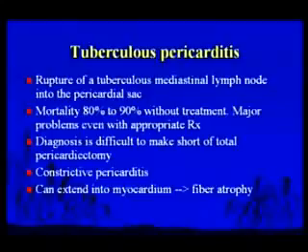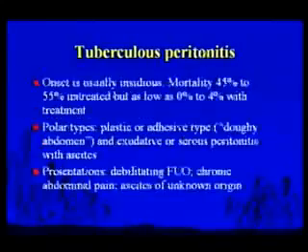Pericarditis: you have a lymph node adjacent to the pericardium that ruptures in the pericardial sac. Before the days of echocardiography, this could be a very tough diagnosis. Constrictive pericarditis presenting as heart failure. High mortality without treatment. Surgical treatment is to remove the entire pericardium.